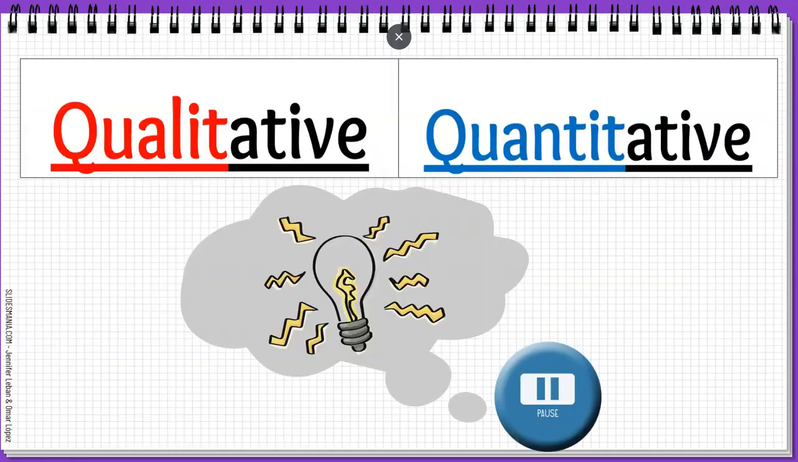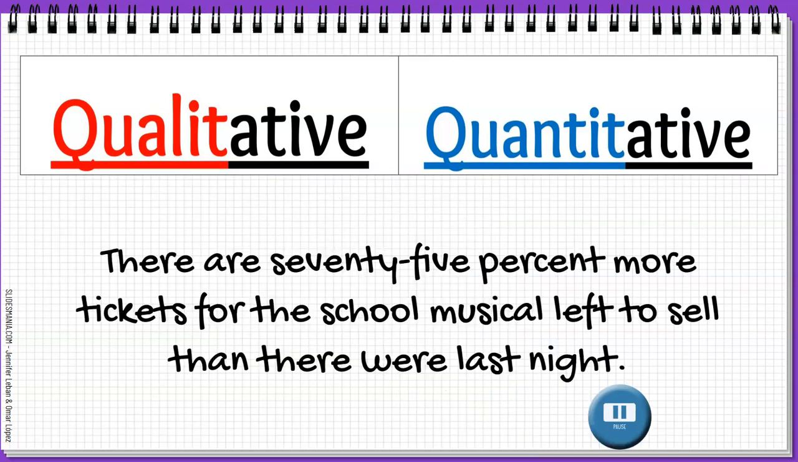So what we're going to do now is read some statements. After I read each statement, I need you to pause the video and decide, is that statement qualitative or quantitative? So let's get started. There are 75% more tickets for the school musical left to sell than there were last night. Pause the video and decide, is this qualitative or quantitative?